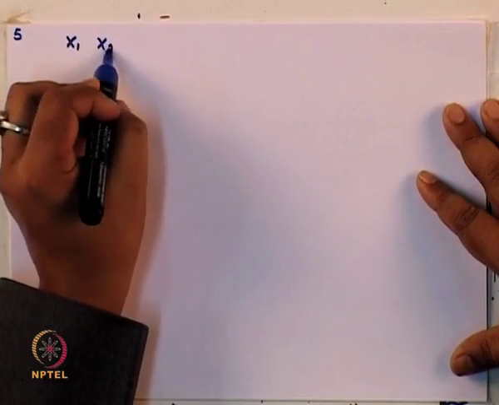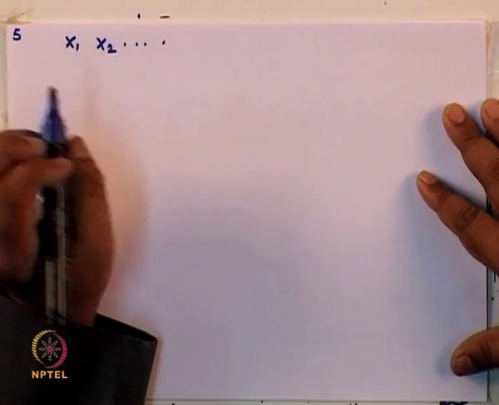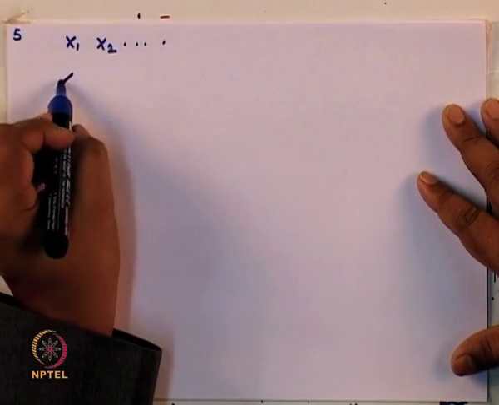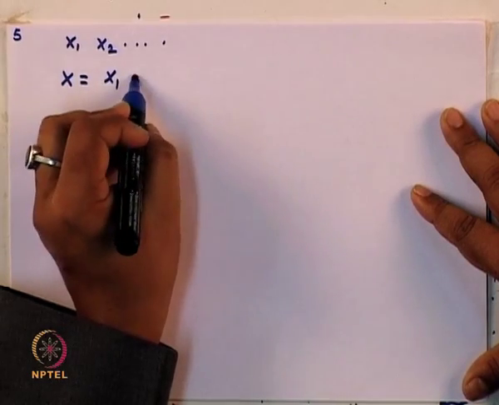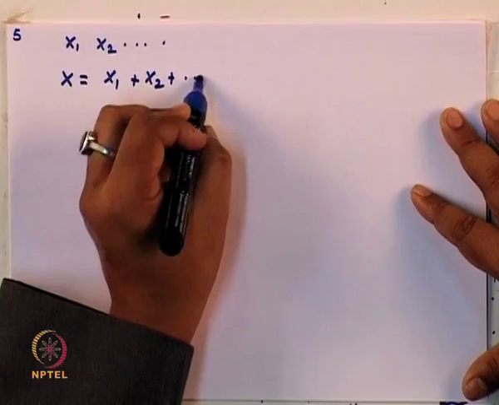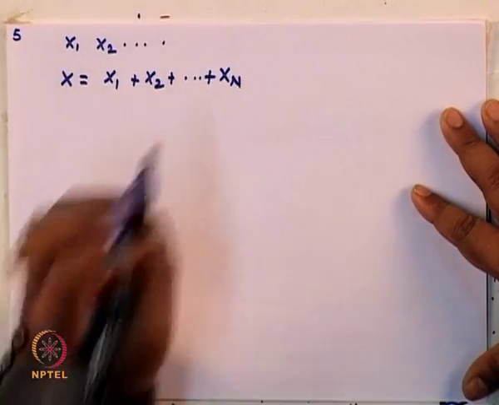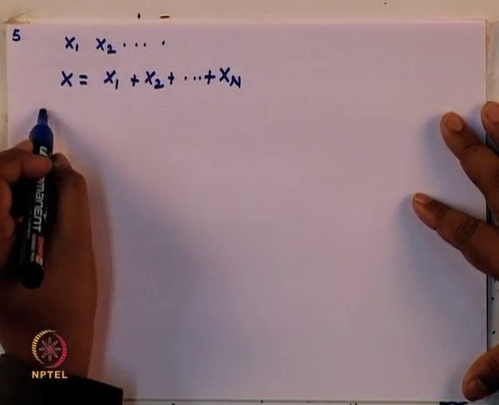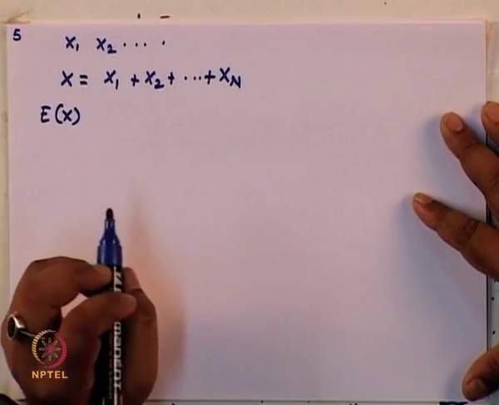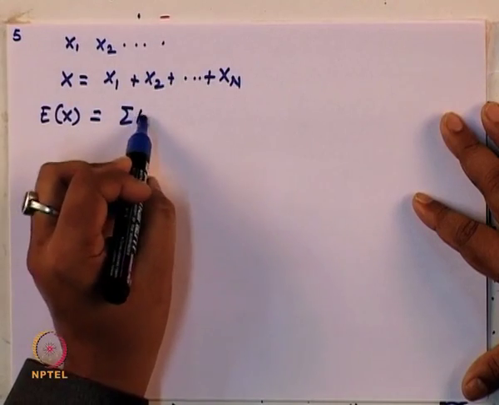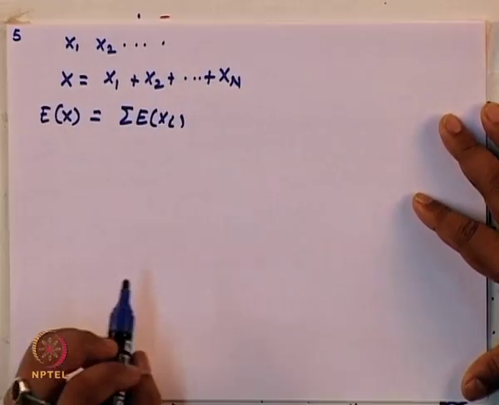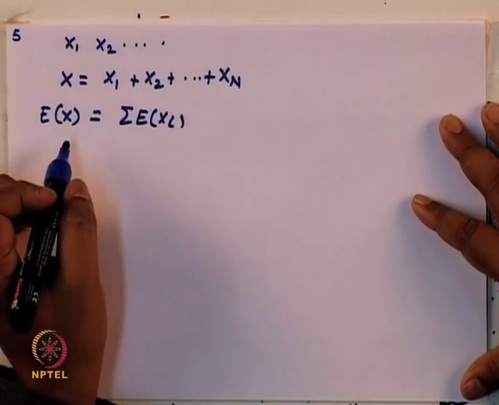Now let us say you have different random variables x1, x2, and so on and so forth, and these are independent. I can think of a random variable called x equal to x1 plus x2 plus dot dot dot plus xn. What will be my expectation of x? The expectation of x will come out to be the summation of E of x i.